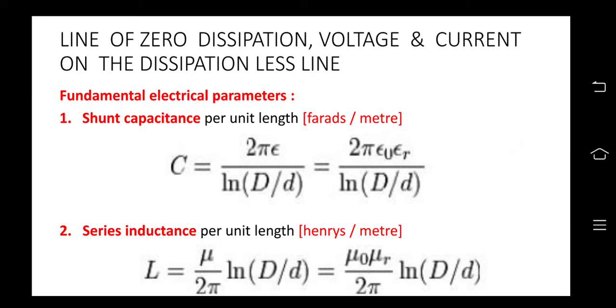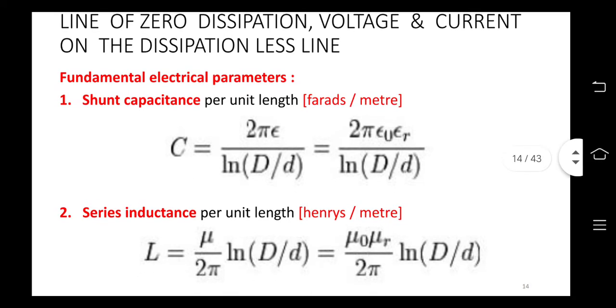Line of zero dissipation, voltage and current on the dissipationless line. Fundamental electrical parameters. First one is shunt capacitance, units farads per meter. So C is given by 2 pi epsilon by ln D by d. So epsilon is equal to epsilon naught into epsilon r, which is substituted there.